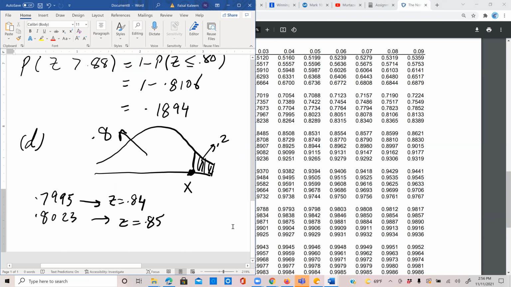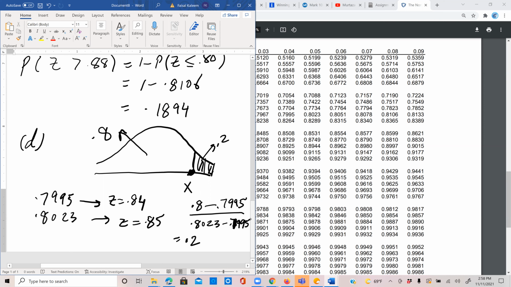So what we will do in interpolation is first write the value that we need. So we are interested in 0.8. And from it, we subtract the lower of the values, 0.7995. And on the bottom, you have highest minus lowest. So highest was 0.8023 minus 0.7995. So 0.8 minus 0.7995 is 0.0005. 5 over 28. So we get 0.18 or 0.2.